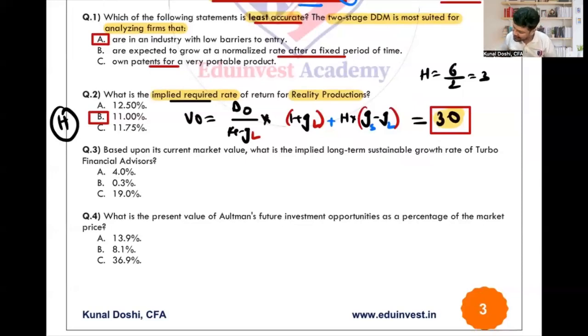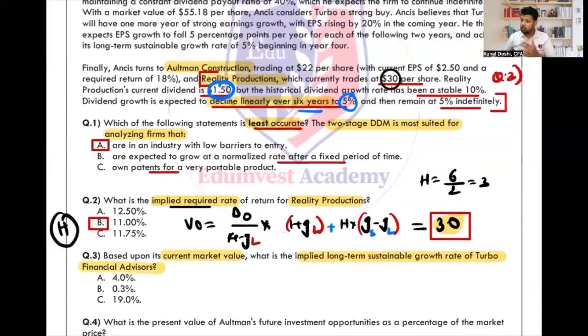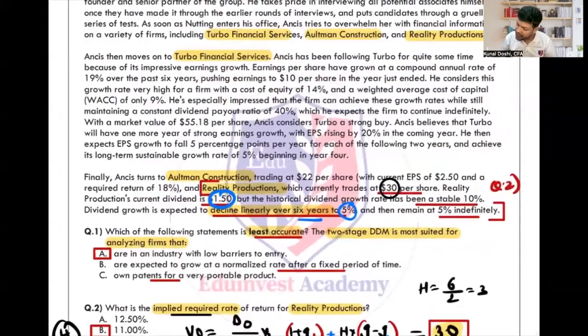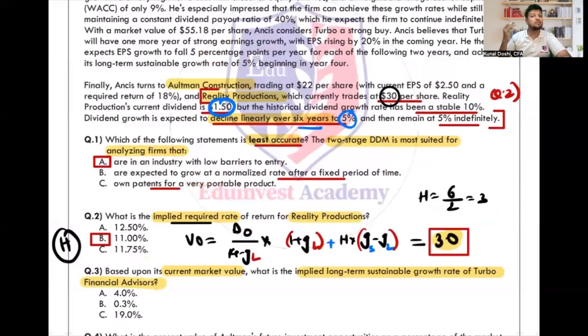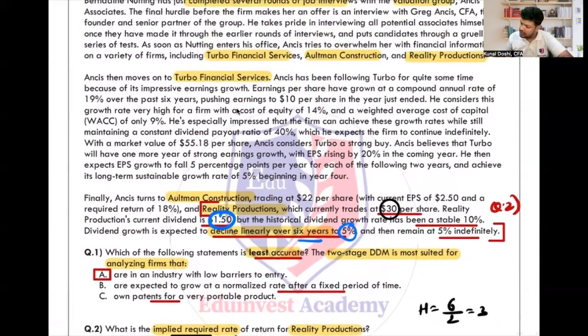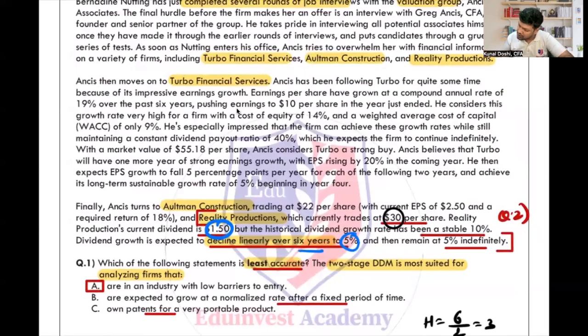Now, based on its current market value, what is the implied long-term sustainable growth rate of Turbo Financial Advisors? So for Turbo, we have to look at the long-term growth rate. We used the H model for the company called Reality. Now we don't know what model we should use for Turbo. We will see the information and decide which model is applicable. They will not tell us.